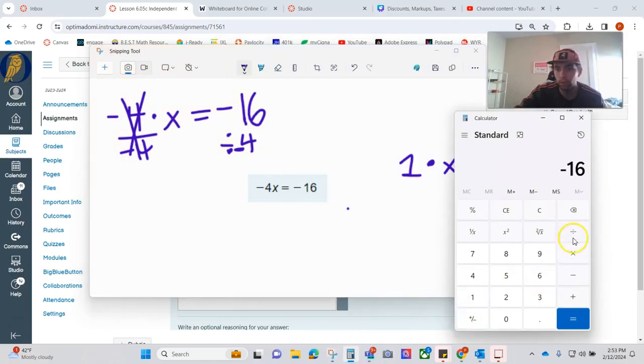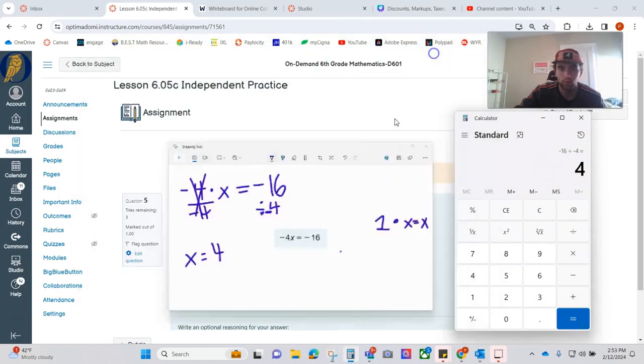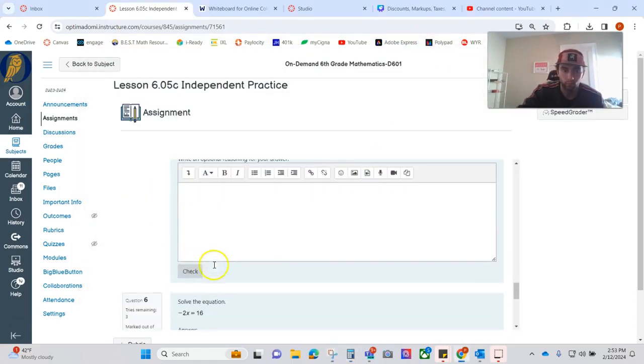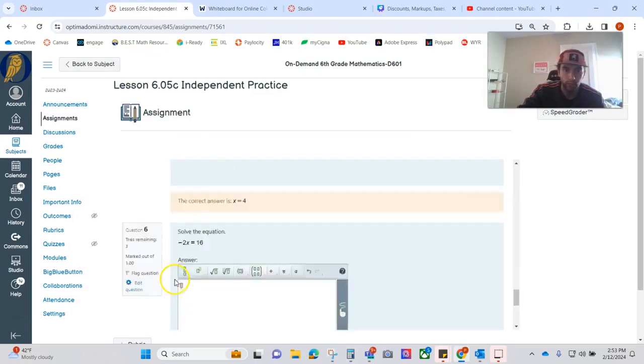What do you say, Monsieur Calculator? It is 4. Equals 4. Last question.